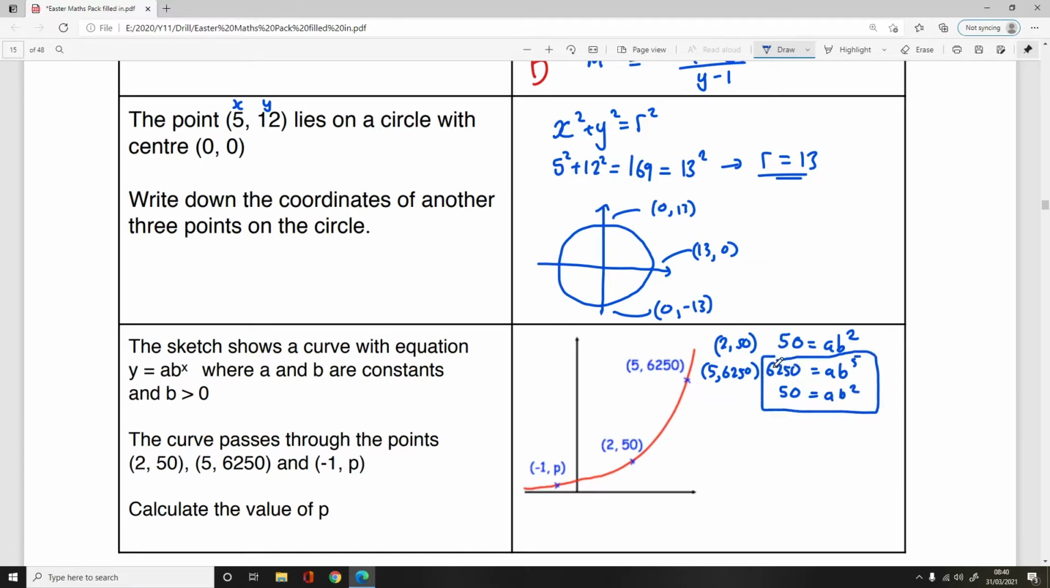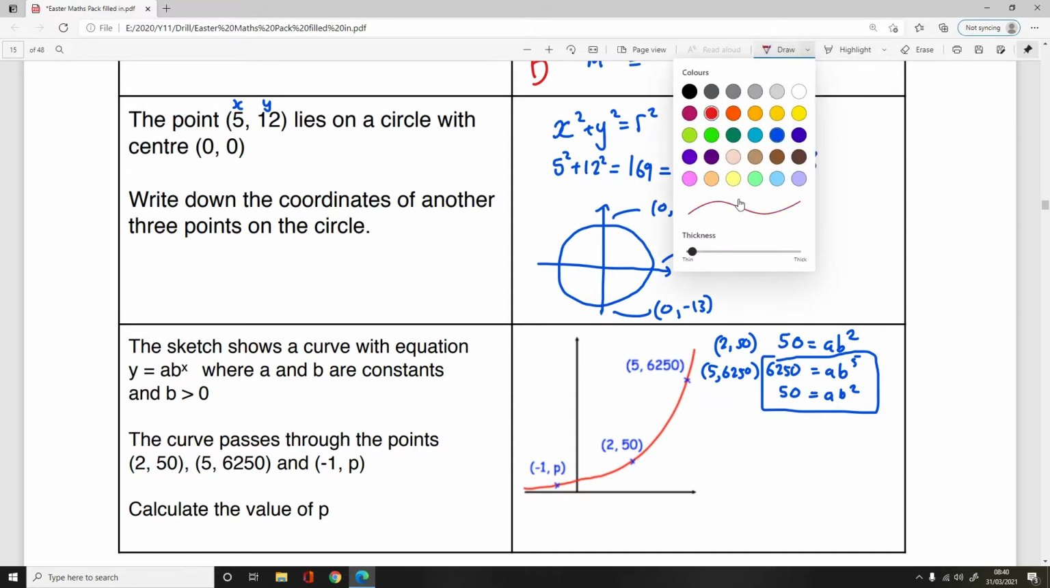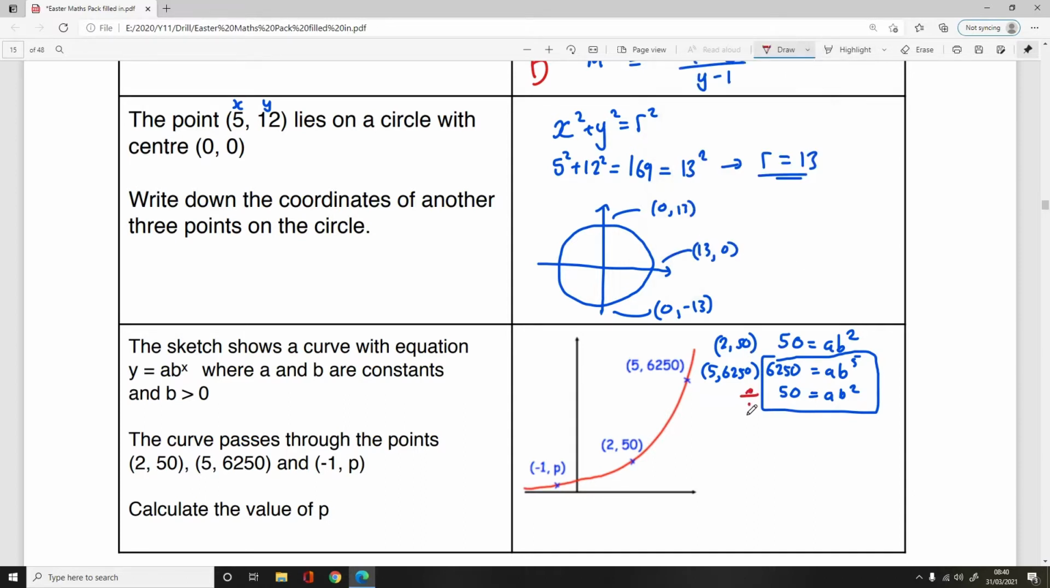Normally, you'd be looking to substitute things in, essentially. But we're actually going to do something a bit clever here. We're going to divide the top line by the bottom line. So previously with simultaneous equations, we added them together or subtracted. But you can do anything with two lines. This time we're going to divide. So on the left-hand side, 6,250 over 50. In fact, let's write this out properly. And on the right-hand side, ab to the 5 over ab squared.